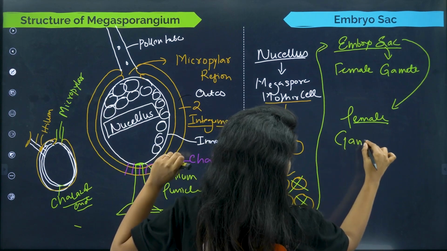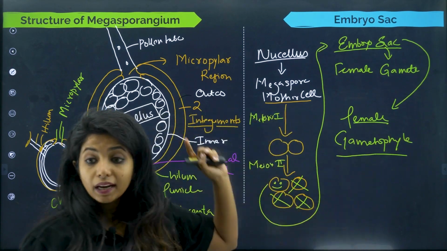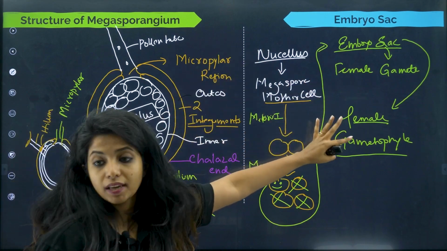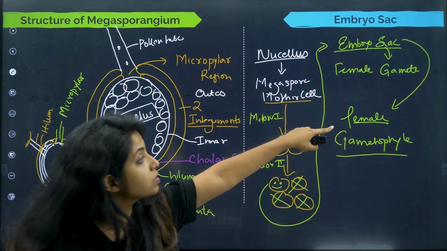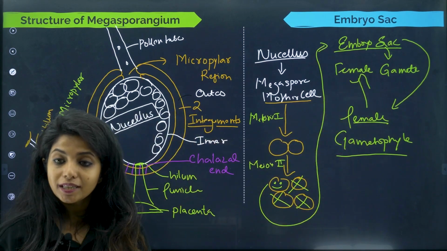Female gametophyte. Just as pollen grains were male gametophytes, similarly embryo sacs here are the female gametophyte because they are the ones that will be giving rise to what, children? Female gametes. Now let's see how.